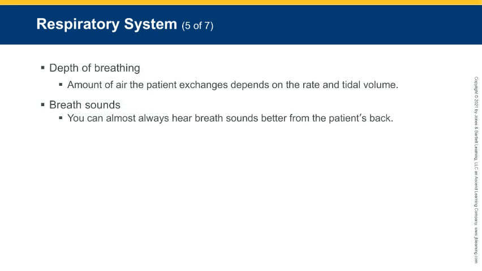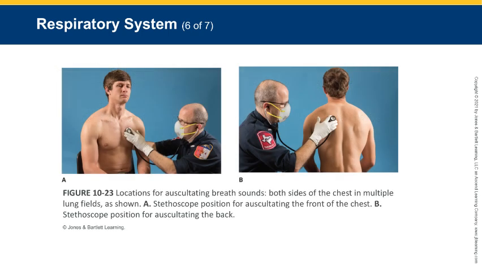Depth of breathing is another important factor. Shallow respirations may indicate inadequate ventilation, while deep, labored breathing could signal respiratory distress. Listen for breath sounds at the front and back of the chest. Proper auscultation involves listening to the chest in multiple lung fields. This allows for the identification of localized or widespread breathing abnormalities.